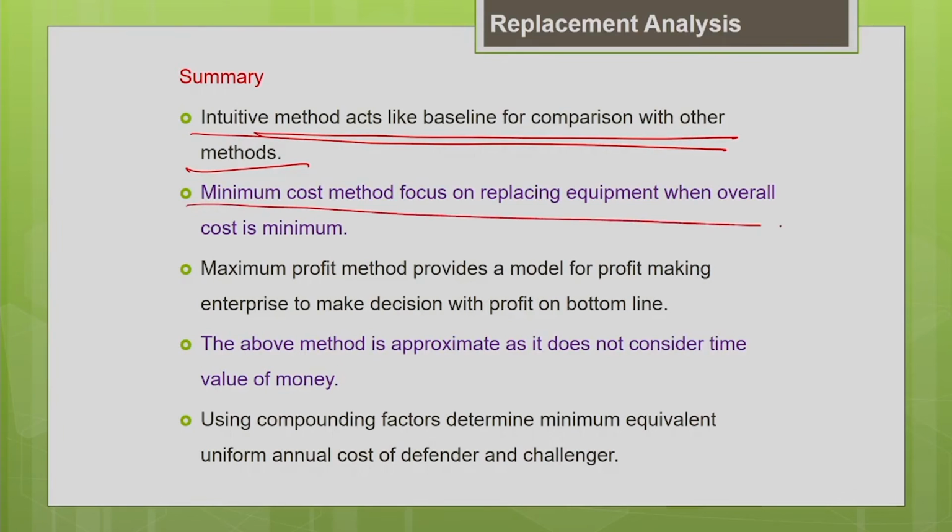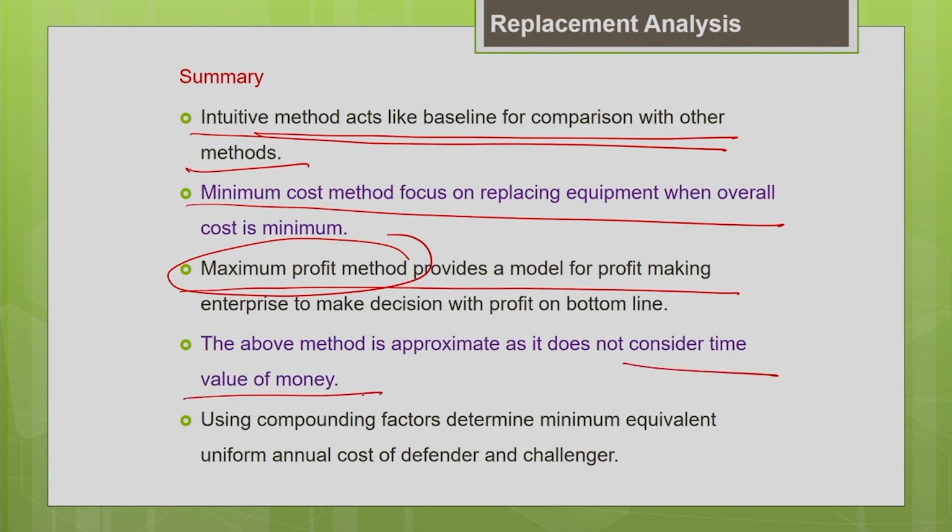The minimum cost method focuses on replacing your equipment when the overall cost is minimum, and the maximum profit method provides a model for profit making enterprises, particularly companies whose main objective is only to make profit. Those companies can use the maximum profit method, provided they are able to extract the profit of the individual equipment from the entire project. One thing to note, as I mentioned in the earlier lecture also, is that we are not considering the timing of the cash flows. That is why the analysis we have done so far is only approximate.